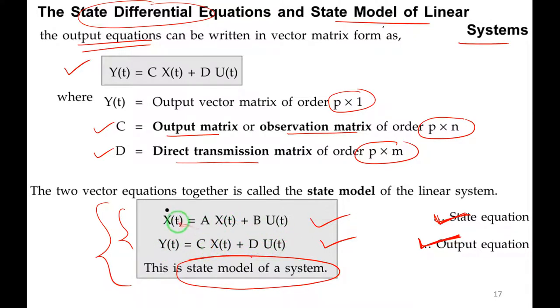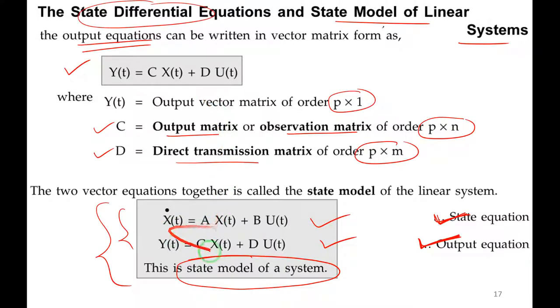You can observe in both the cases, whether it is state equation or output equation, they are functions of the state variable x of t and the input u of t. A and B are the vectors associated with the state equation. C and D are the vectors associated with the output equation. Just to differentiate, we are using different notations A, B, C, D. Right? State model of a system.